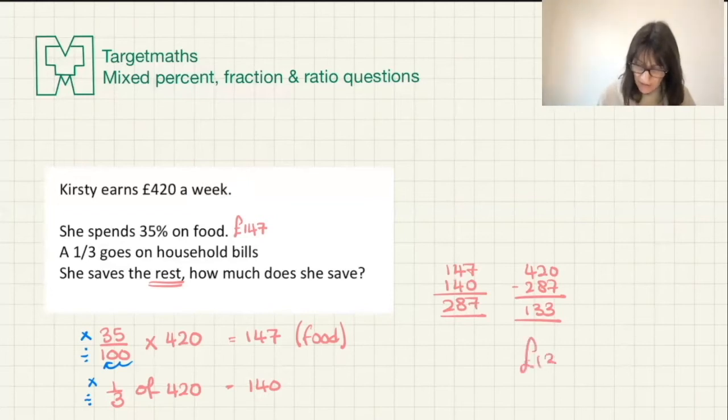So how much does she save? £133. So that's just using our basic percentages and fractions of an amount. This was all covered in the grade 3. And I would imagine studying grade 4, you'd be fairly comfortable and confident with that piece of maths.